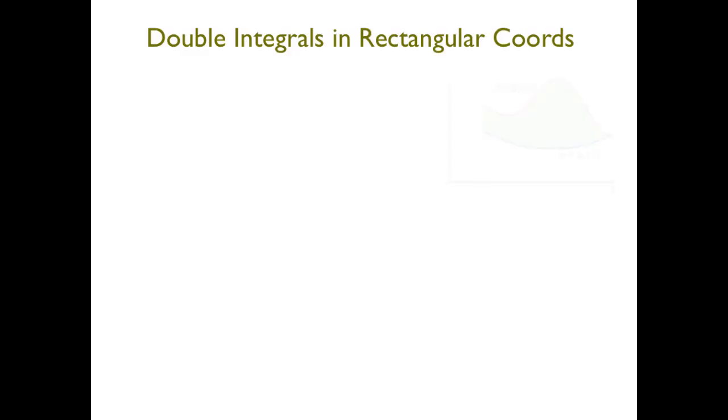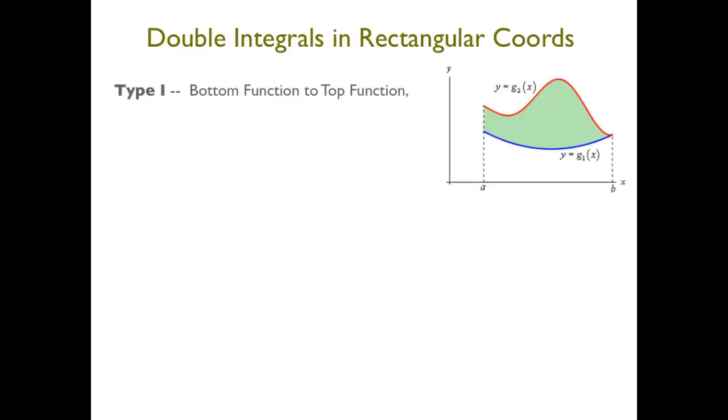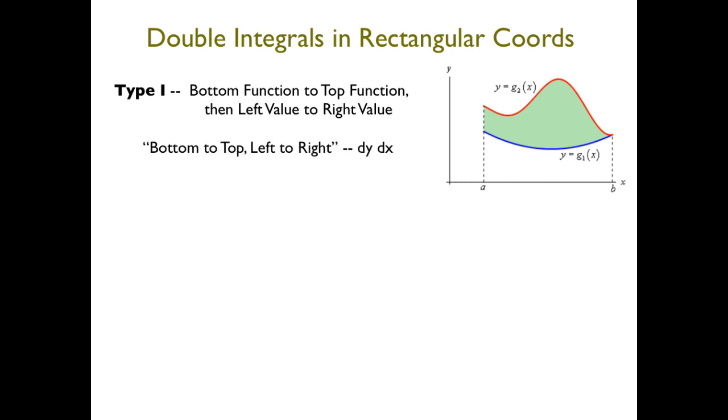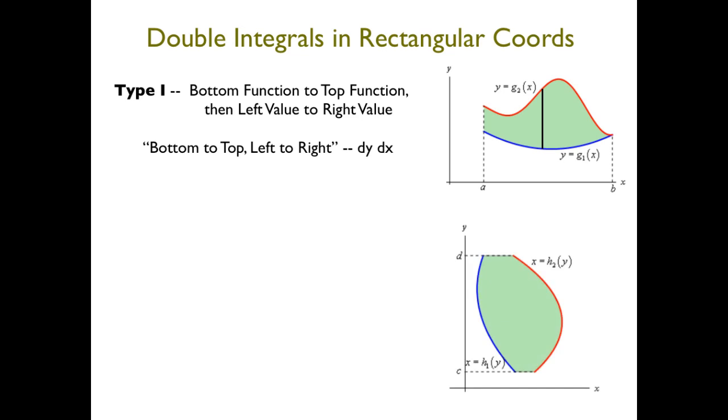Okay, and so then let's just review here. Type 1 is bottom function to top function, and then left value to right value. Or for short, bottom to top, left to right, dy dx. Okay, and that's the bottom to top. And then I showed you the accumulation of those black strips from left to right. It's the outside integral.